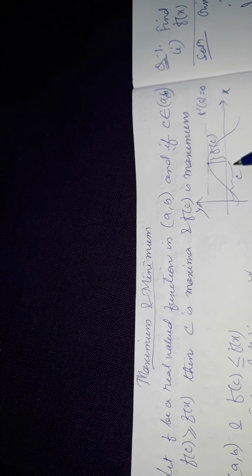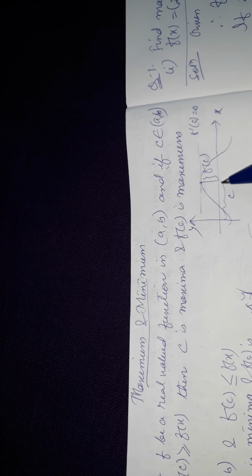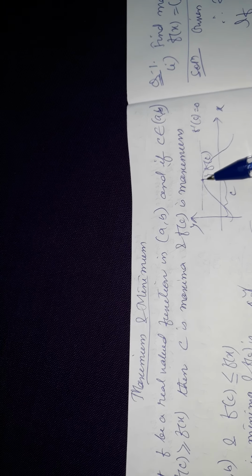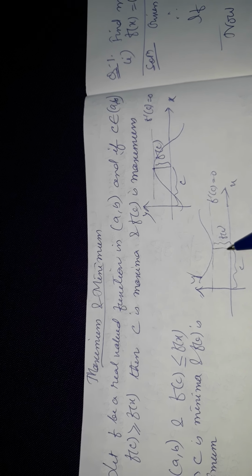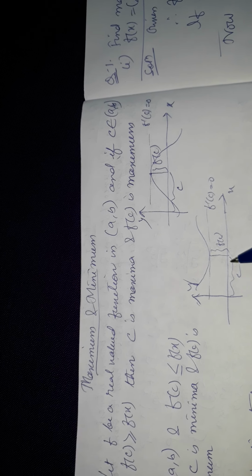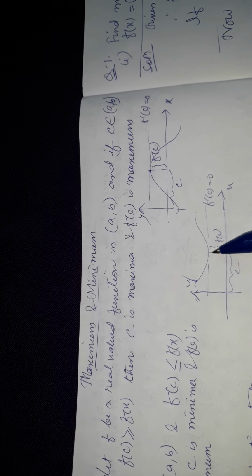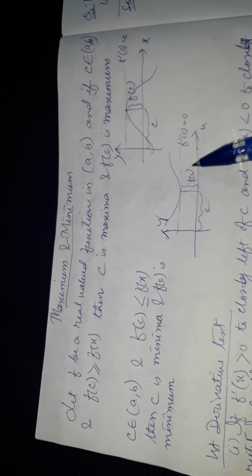Like that graph. In this graph you see that this is the highest point, so this length is c, that is maxima, and this is maximum. If f(c) is less than or equal to f(x), then c is called minima and f(c) is called minimum. Here you see in this graph, this is the shortest distance from the x-axis, so this length c is called minima and this length is called minimum.